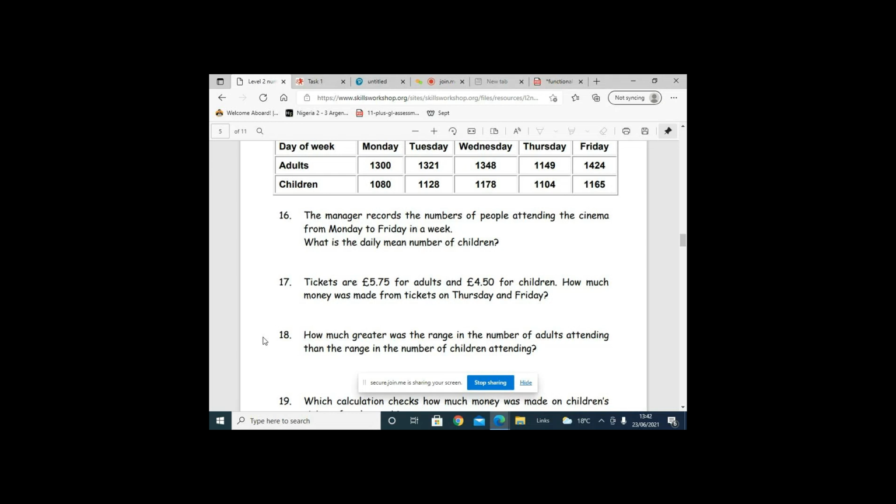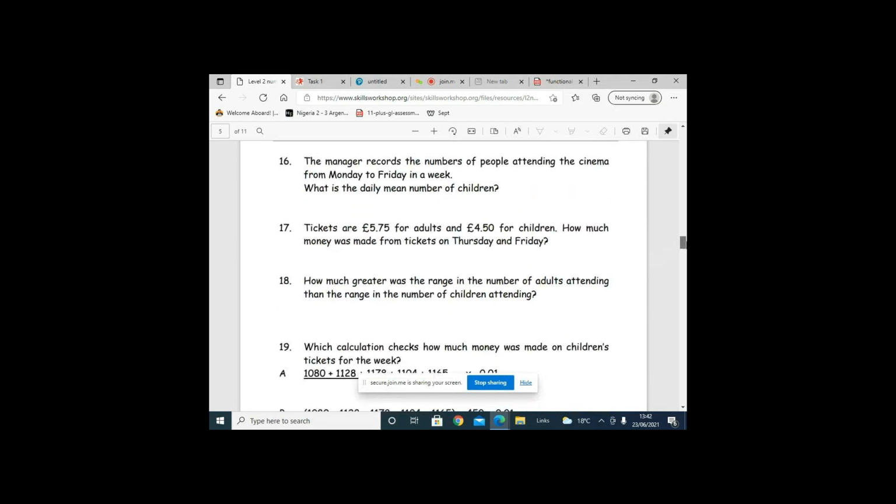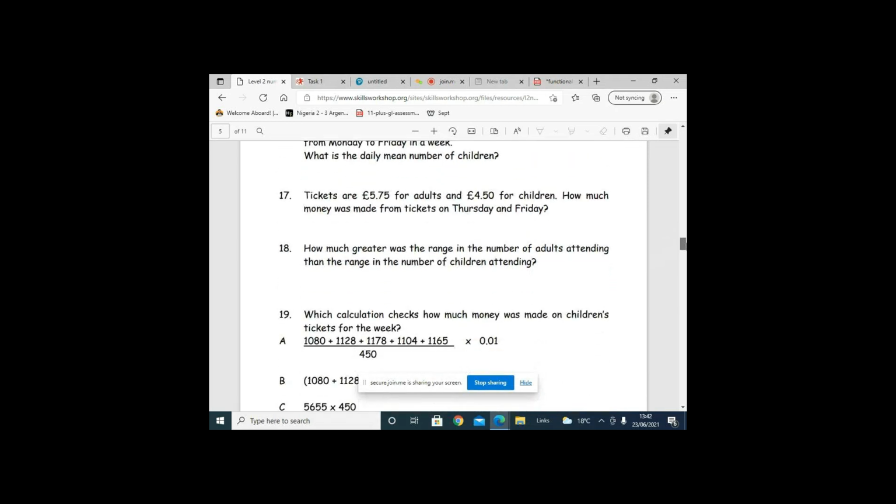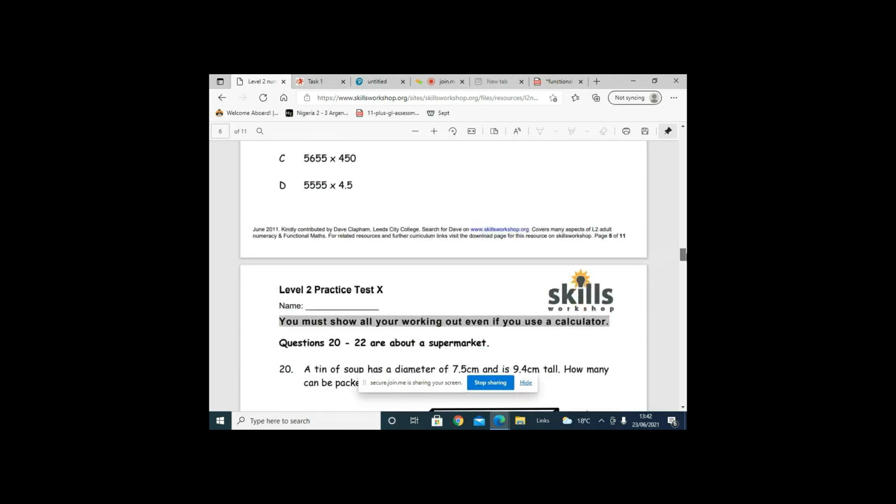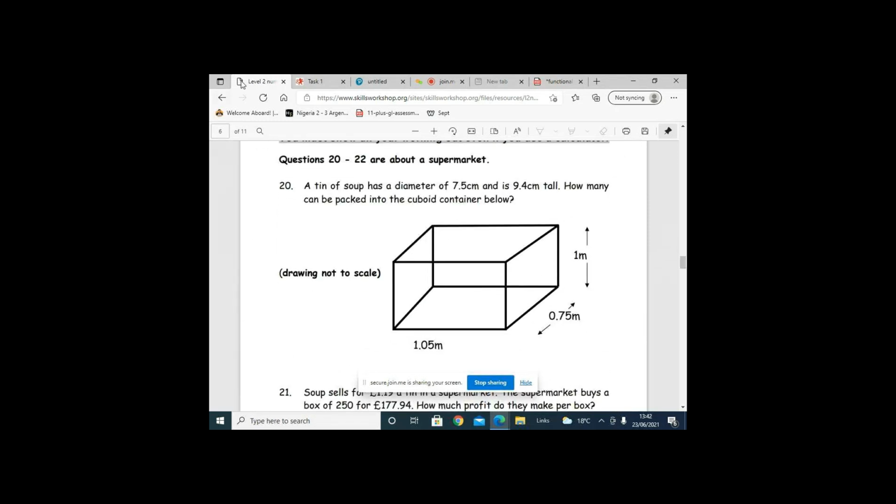So that's it. You just find the range for adults separately, the range for children separately, then you find the difference between the two. Let's try some other questions.